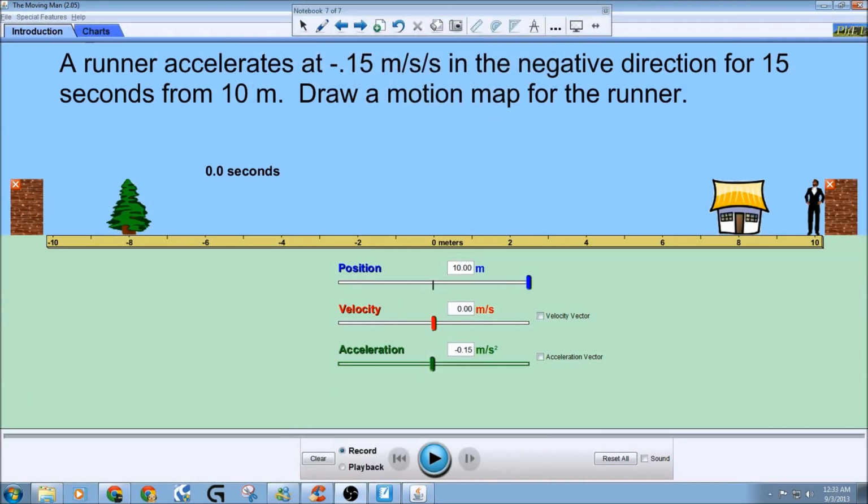In this example, we're going to be showing acceleration in the negative direction. Our runner is starting here at the position of 10 meters. Pause this and sketch what you think a motion map would look like for the runner. Okay, now we're going to go ahead and solve this. So I'm going to start up. First, I have to mark where I'm starting, so I have that down. Then I'm going to start my simulation, and like before, I'm going to use every 5 seconds.